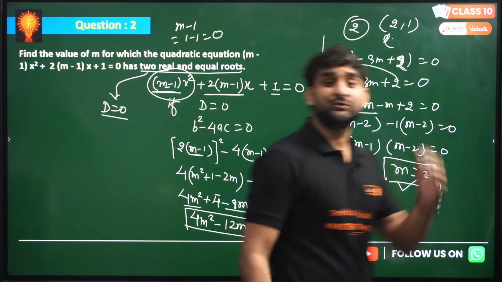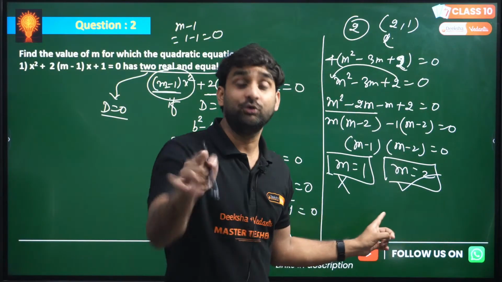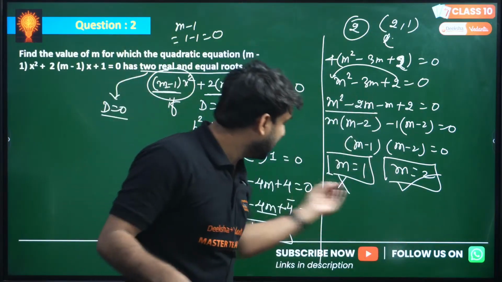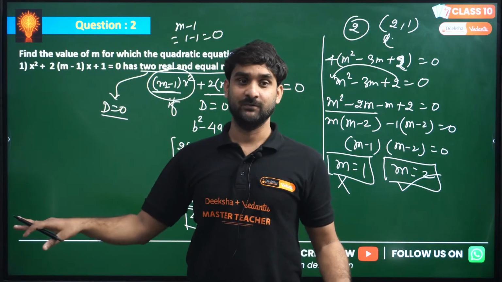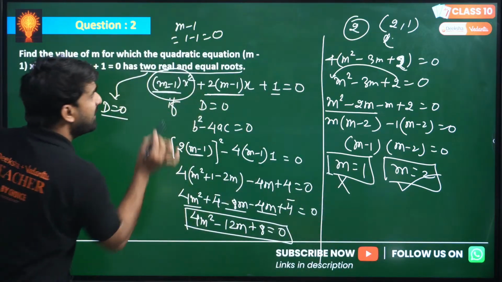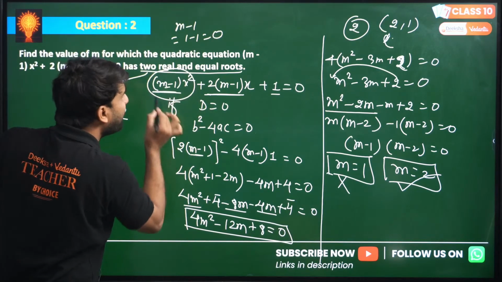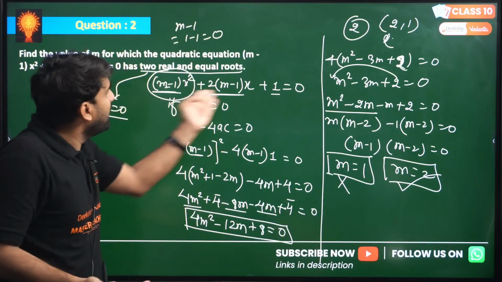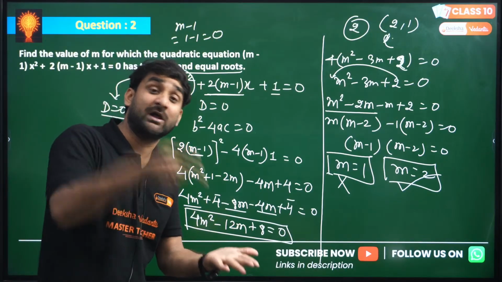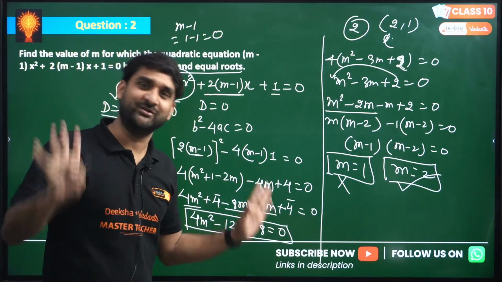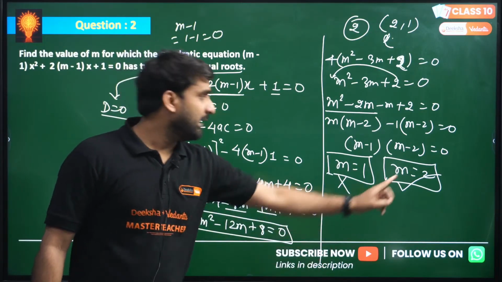So what do students do? Students approve both answers, but you have to verify later, after getting the values of m, which value of m is satisfying the quadratic equation, guys. So m equals 1 is not satisfying because on putting m equals 1 in m minus 1, this whole family will become 0. If the whole family becomes 0, this quadratic equation will no longer be a quadratic equation. We all know for a quadratic equation x square must be there, then only it is a quadratic equation. So m equals 1 is disproving that fact. So m equals 2 will be the answer.